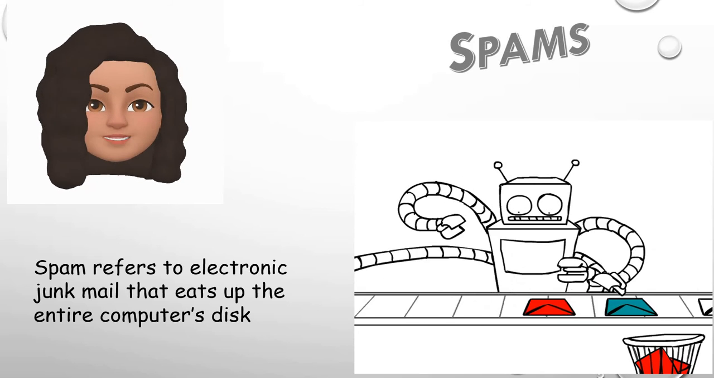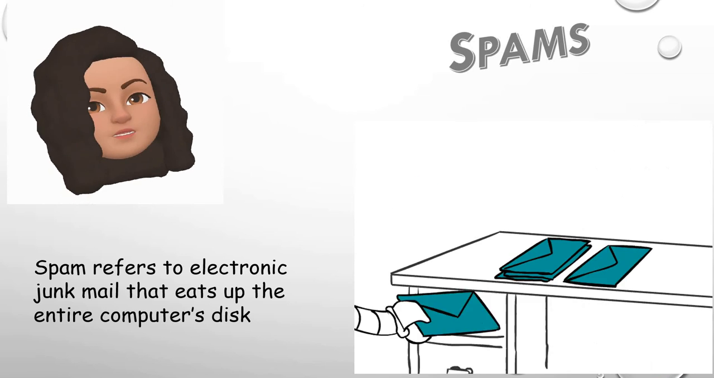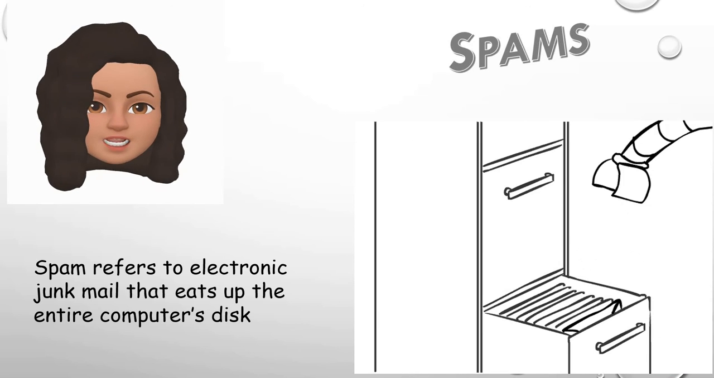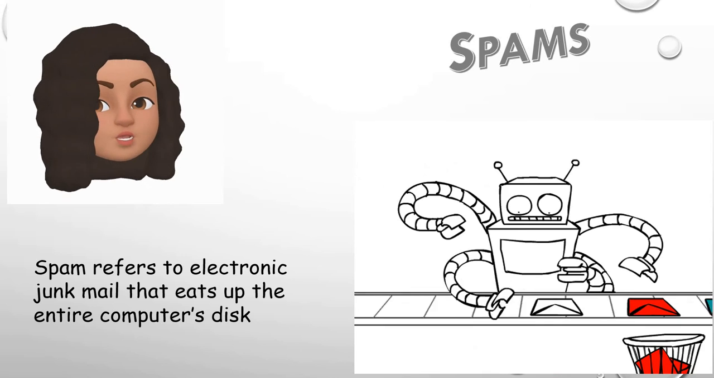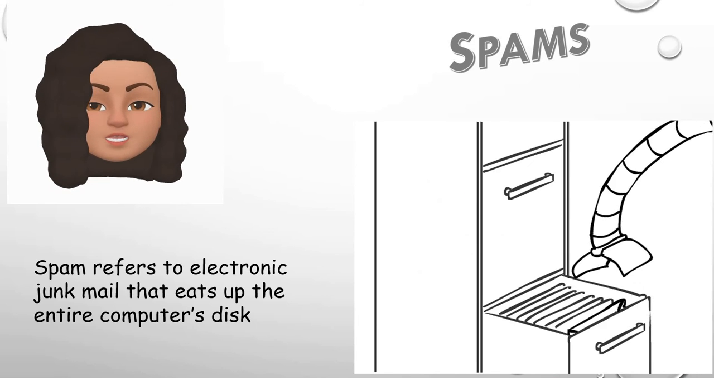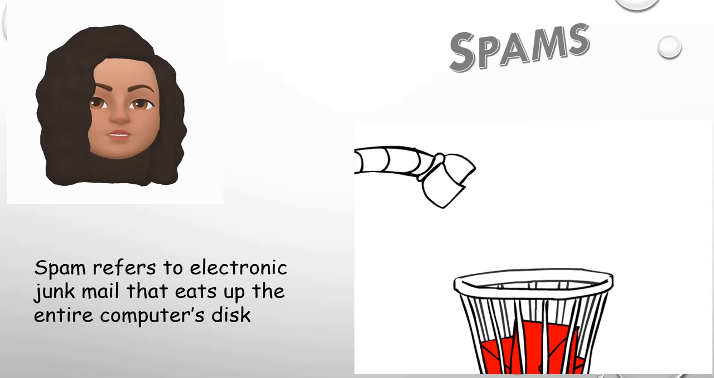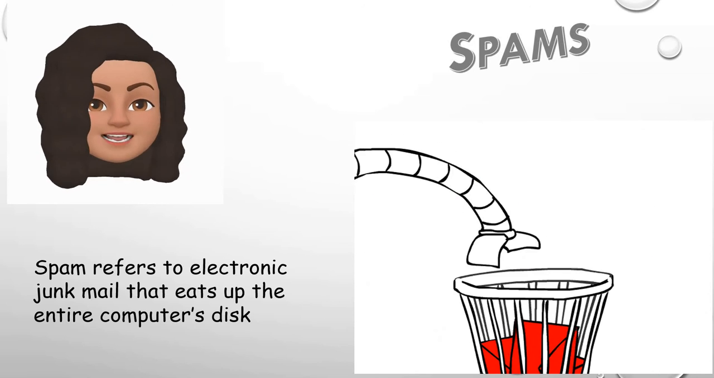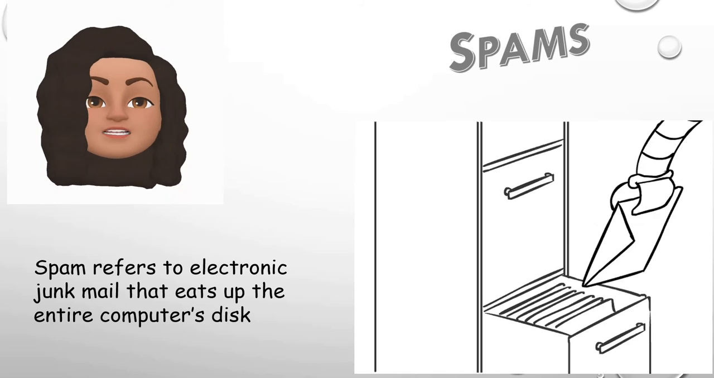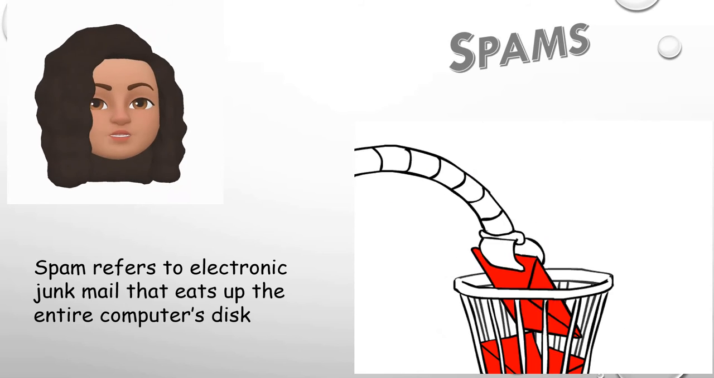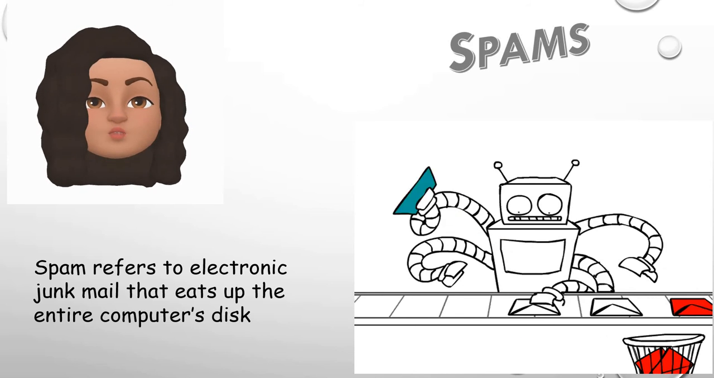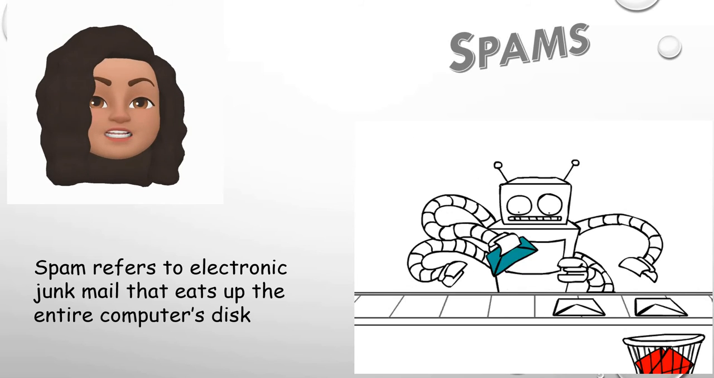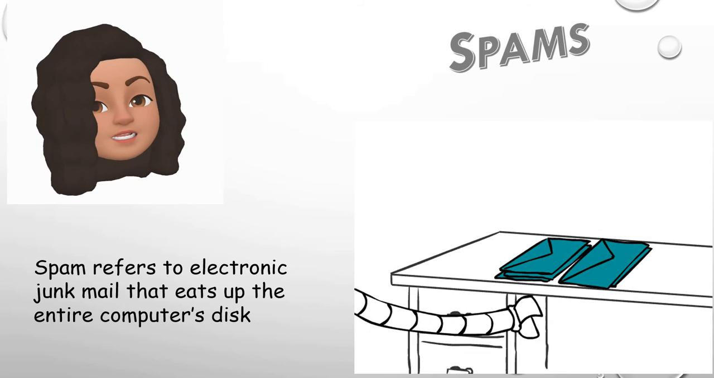So it is in the form of pampering the user with various discount schemes, then commercial advertising, often for dubious products, get rich quicker schemes, etc. There are so many forms of spam. These spams can be avoided by using email filtering, spam traps, etc. So spam refers to electronic junk mail that eats up the entire hard disk space.